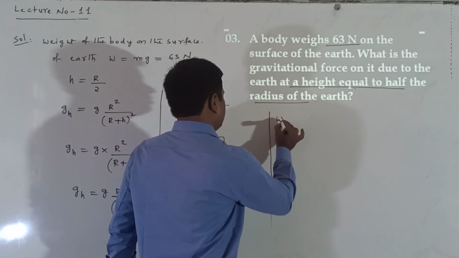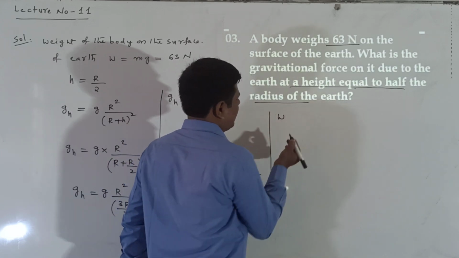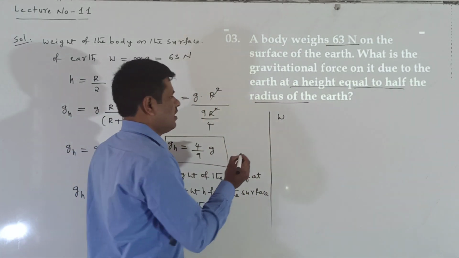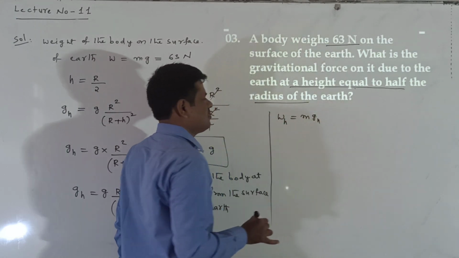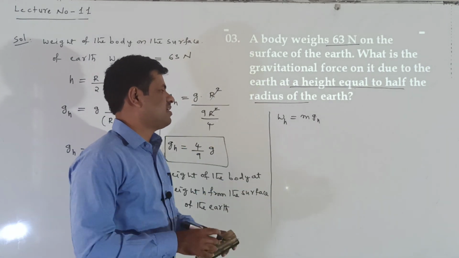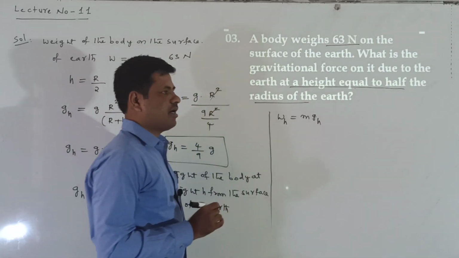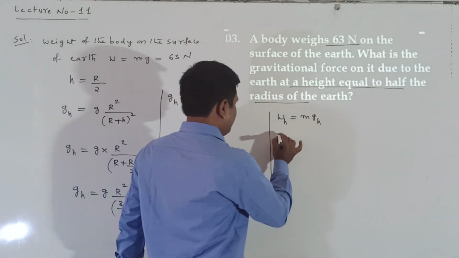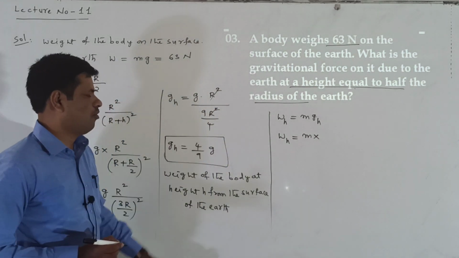I denote the weight at height h as WH. You can also take W dash. Here WH is equal to m into GH. Weight has the formula m into g, but at height h the acceleration due to gravity has the value GH. So WH is equal to m into GH, and GH is equal to 4 by 9 into g.